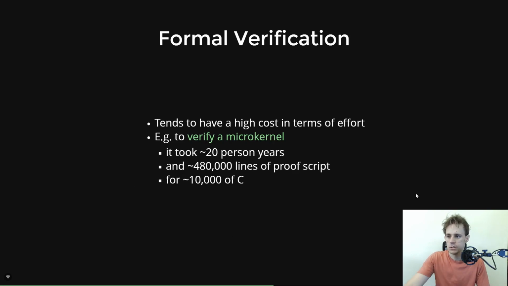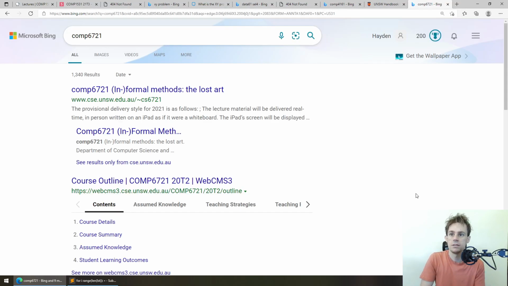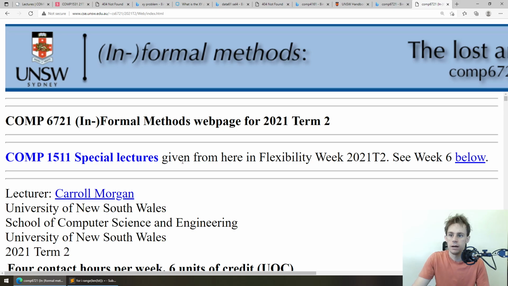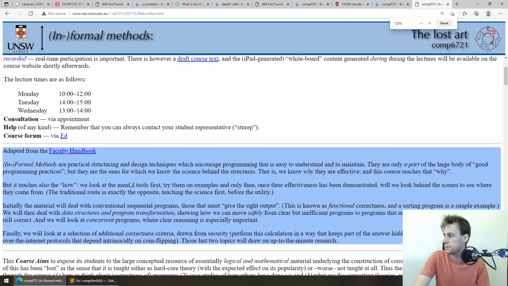Now there is another course as well, COMP1531, about this, called Informal Methods. It's a great course. It's run by Carol Morgan, and most people running some of these courses are very, very smart.